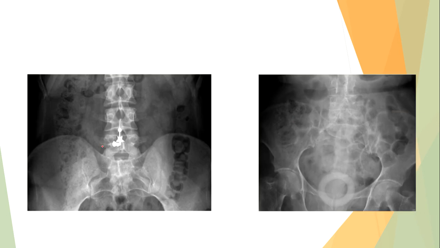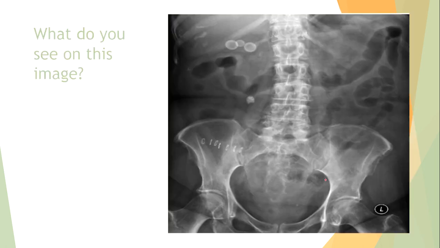So here we have artifact. Somebody has a scar in their umbilicus. And here we see psoas. Try to think, what do you see here?